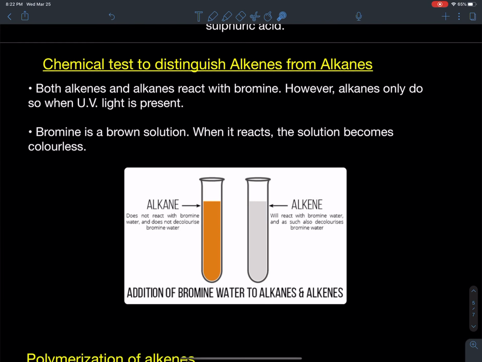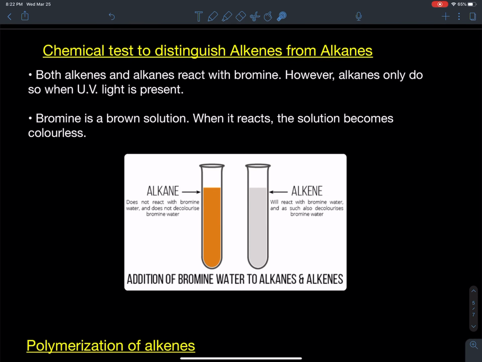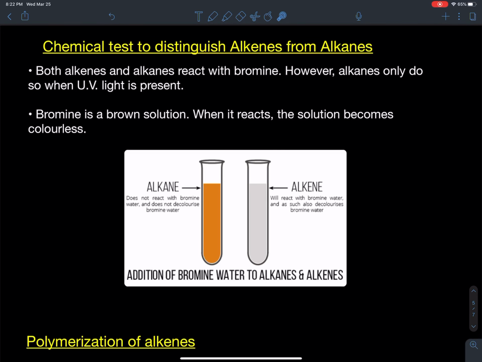And then the last little topic that we have to discuss here is, if I have an alkene or an alkane, it could be a fluid. They all light on fire. They look pretty similar. How can I determine whether I have an alkane or an alkene?